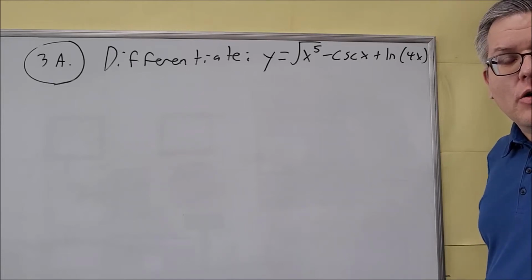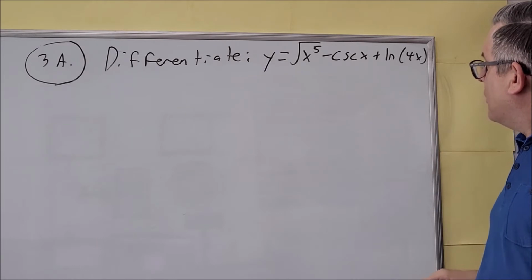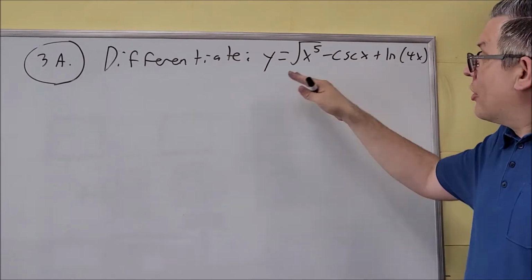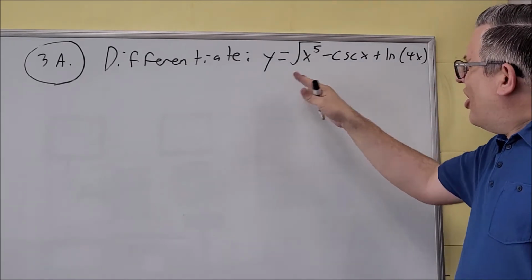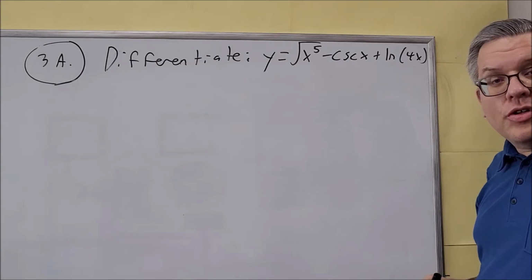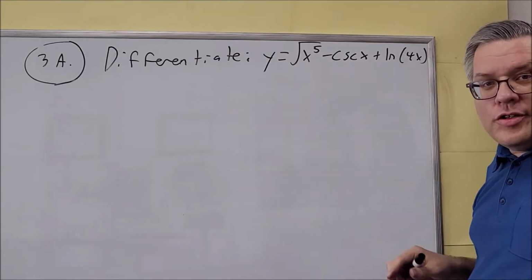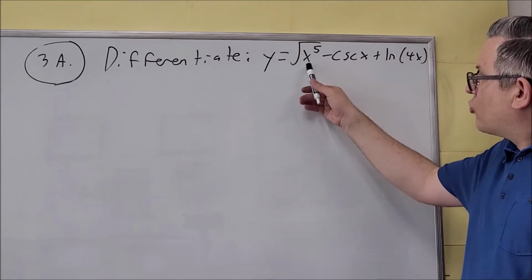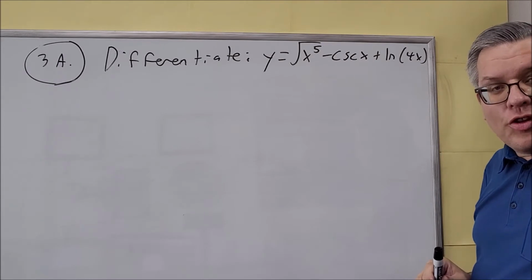Okay, for 3A, we're doing a derivative. I'm going to differentiate this right here. So this problem is going to have a couple different pieces to it that are going to go over a few different types of differentiation formulas that you would do for each one. So pretty much each of these are going to require a different type of derivative. The first one's a power rule. We have a trig here, and then we have a natural log one over there.